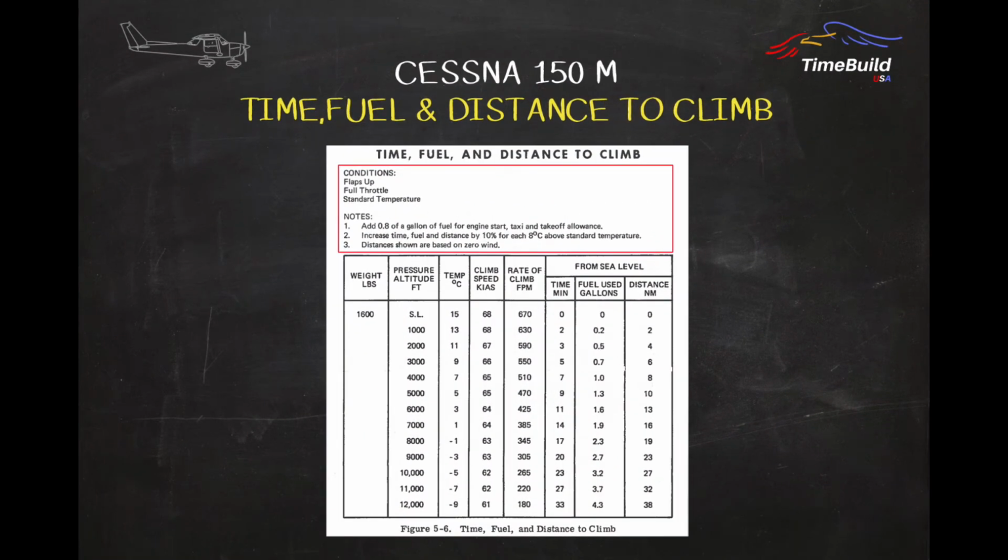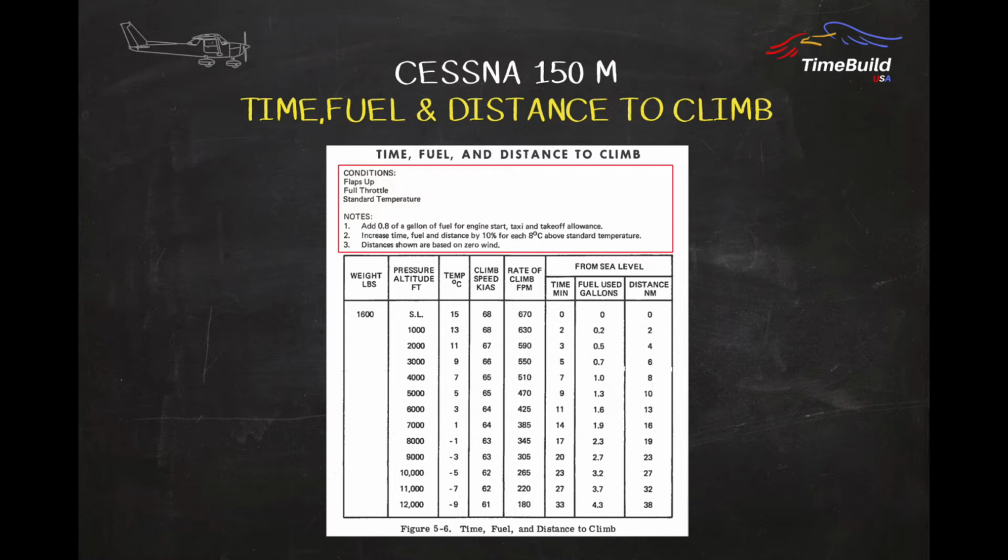With the takeoff distance discussion complete, let's return to our cross-country flight planning and take a brief look at the climb chart for the Cessna 150. As its name implies, this chart provides the time in minutes, fuel in gallons, and distance in nautical miles to climb to a specified altitude from mean sea level. Let's begin as we always do with a careful review of the conditions and notes.